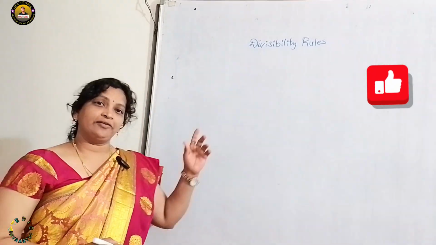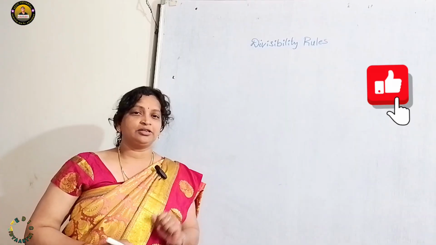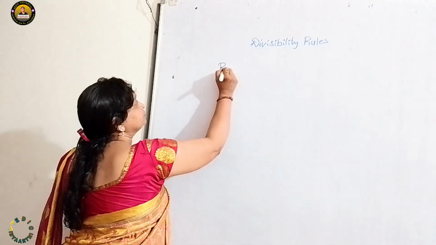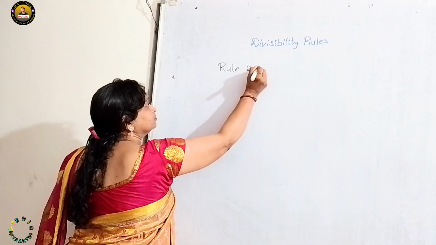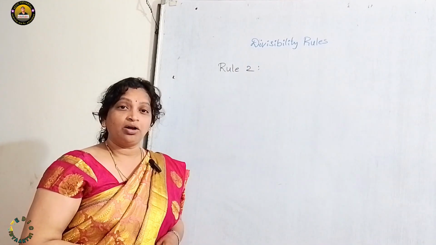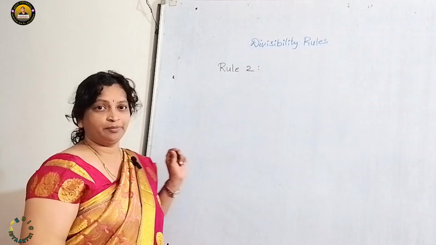Today we are going to learn divisibility rules. First divisibility rule is 2. What is the divisibility rule by 2? All even numbers are divisible by 2.